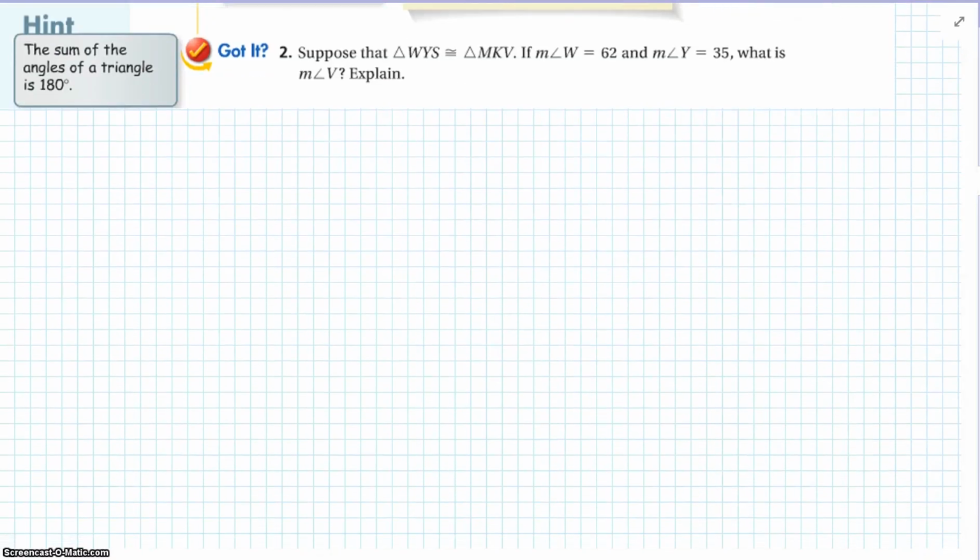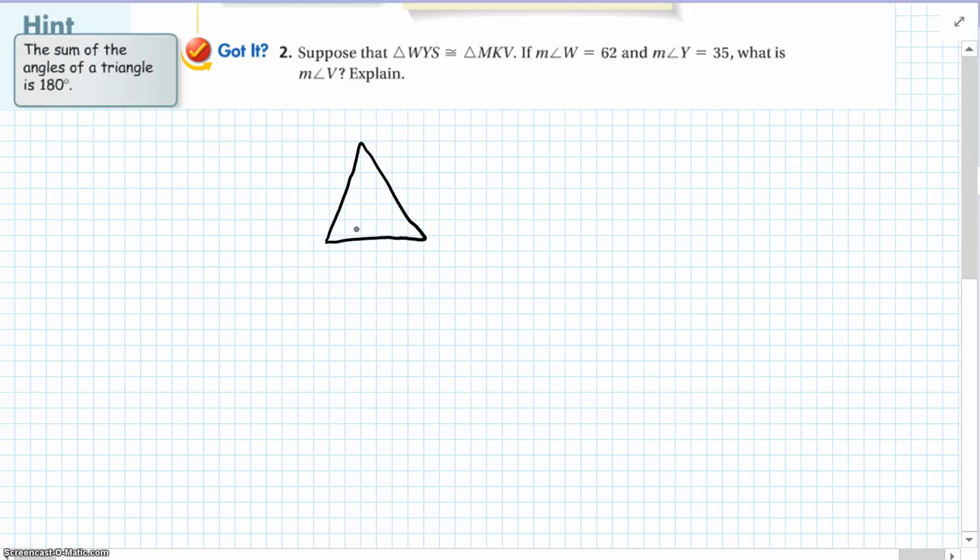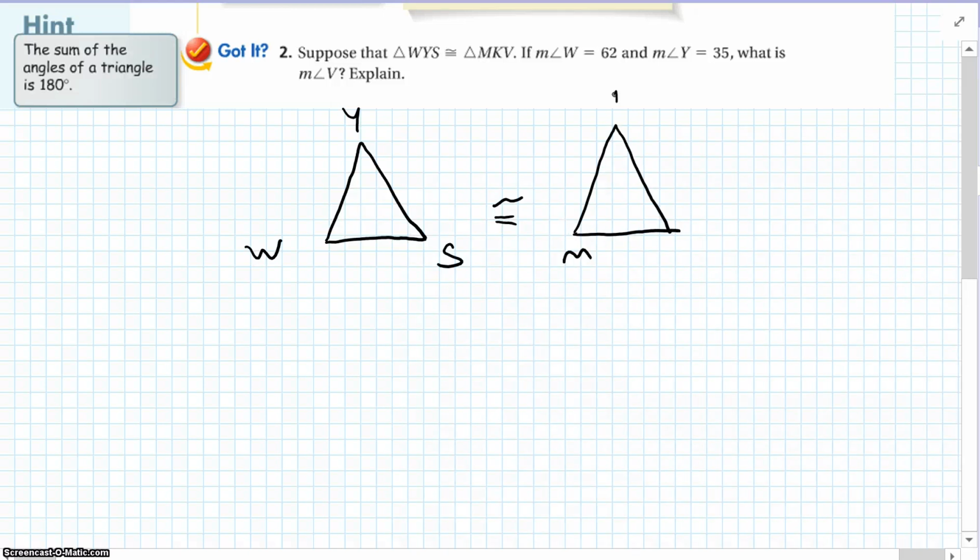All right. Suppose that triangle WYS is congruent to triangle MKV. So let's just draw us a triangle. WYS is congruent to MKV. The measure of angle W is 62, that's given, and the measure of angle Y is 36. What is the measure of angle V?